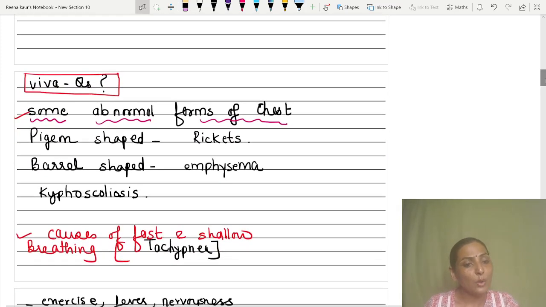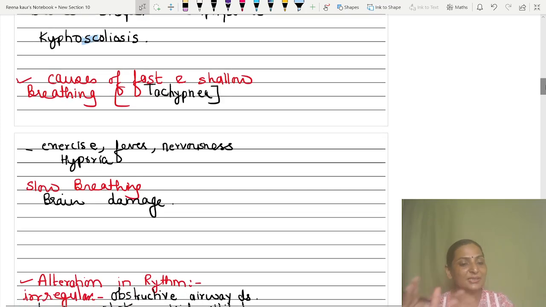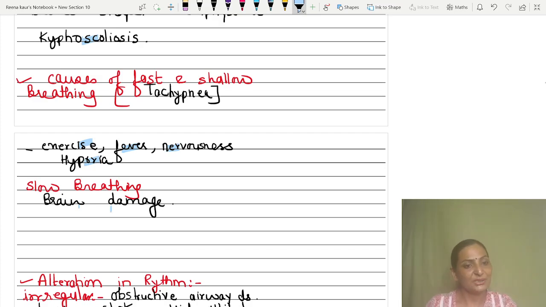Then you must know some abnormal forms of chest. For example, you get kyphoscoliosis, you get a barrel-shaped chest in emphysema, you get a pigeon-shaped chest in rickets. So these are the common questions which are asked, like name some abnormal forms of chest. Then, since you uttered about respiratory rate, you must know that the fast respiratory rate is called tachypnea, which can be seen with exercise, fever, nervousness, hypoxia, and a slow breathing. Slow breathing, very common cause is brain damage. Even during sleep, the breathing rate is reduced.